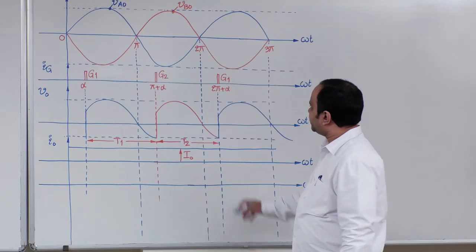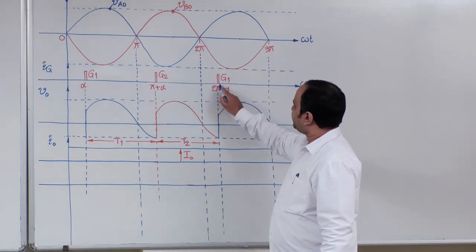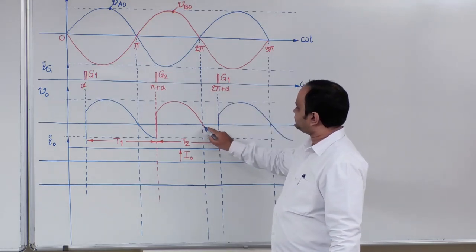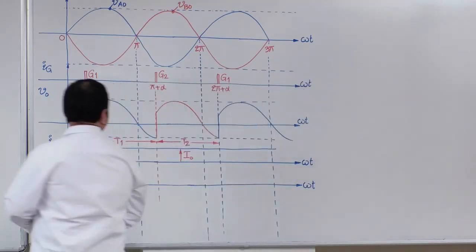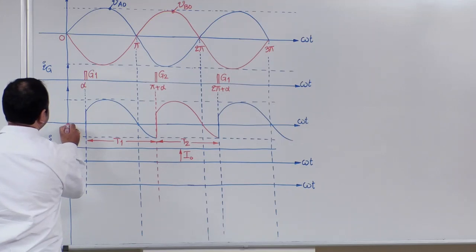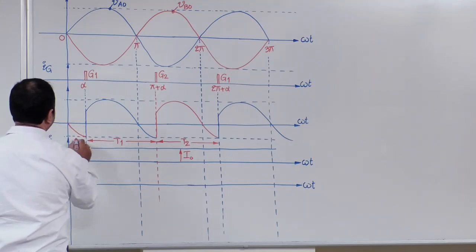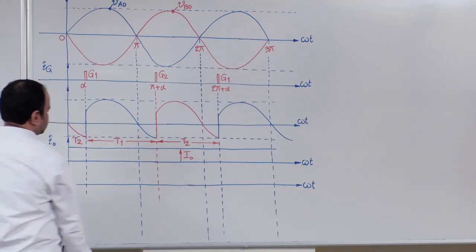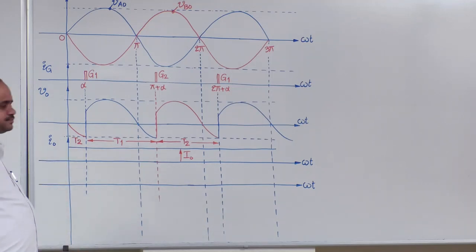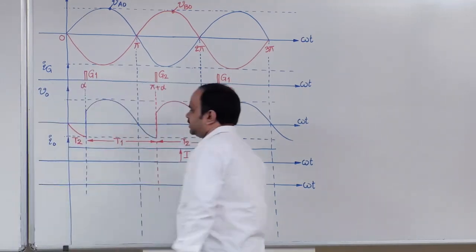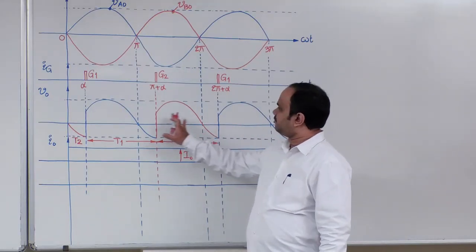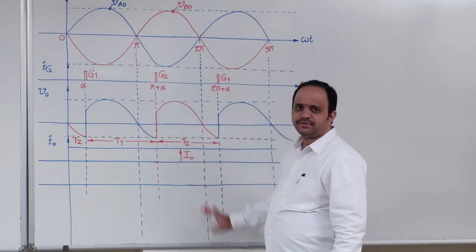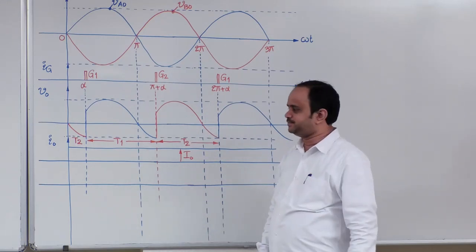Another important point here is that the red pulse from 2 pi to 2 pi plus alpha is the same as that of 0 to alpha. So I can draw here the red color pulse, that is T2 conduction. Now this is about the output voltage waveform for the midpoint converter.